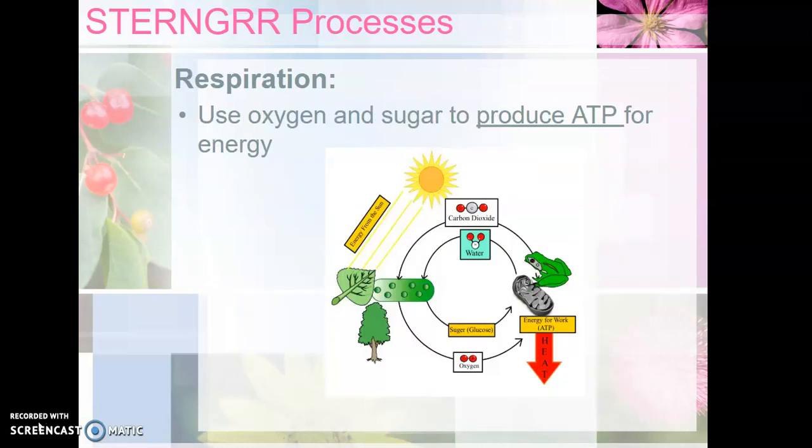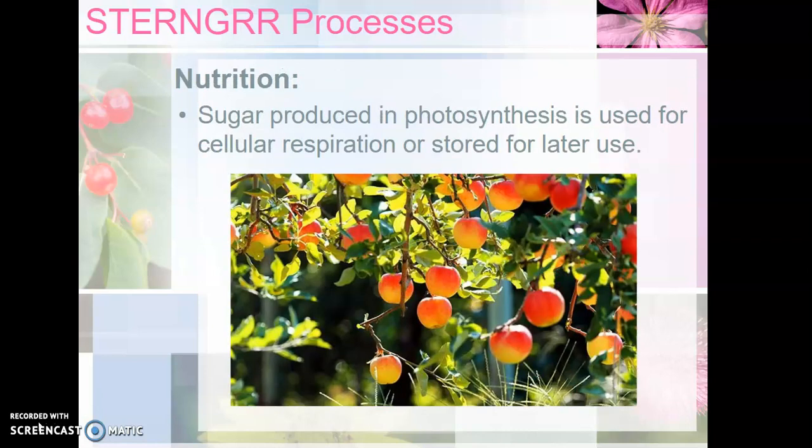Respiration is the next STRIRNGER life process. Respiration means to use oxygen and sugar to produce ATP for energy. All organisms go through cellular respiration. Nutrition comes from the sugar that plants made themselves in the process of photosynthesis. Please remember that food and energy are two separate things. Food is sugar, and then that has to be broken down in the process of cellular respiration to produce ATP for energy.